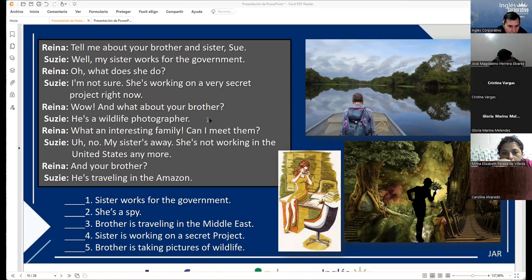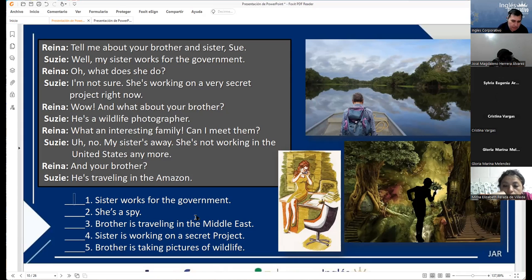Okay, let's see. Before we go to practice the dialogue, sister works for the government. True or false? What do you think? It's true or false? True. True, right? True. His sister works for the government. She's a spy. She's a spy. Yes.